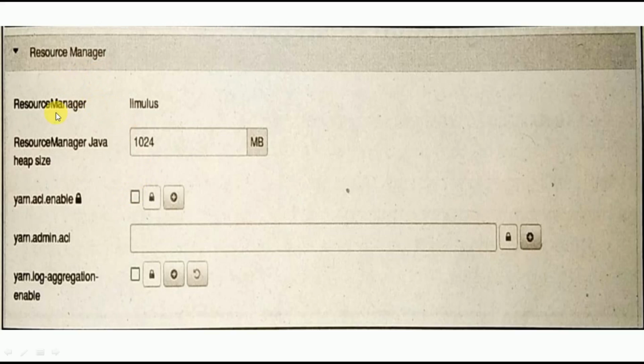Just one example, I want to modify the resource manager information. So the resource manager name is printed here. What is the current heap size allocated is printed here. If you want to modify it, you can change this particular thing. So 1024 MB is written here. If you want to modify it, you can modify it here. And then I want to modify this one.